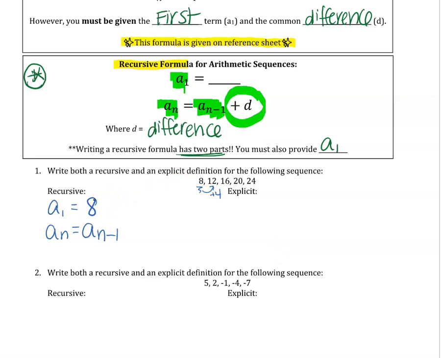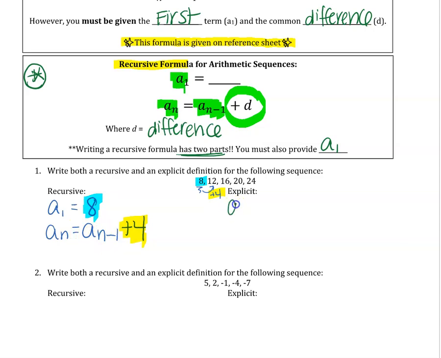And then didn't we say we were going up by 4 each time to get to the next term? So I'm just going to put a plus 4. So again, just to highlight where that's coming from, this plus 4 correlates to that, and the 8 correlates to that. So if you want the next term, take the previous term, add 4.